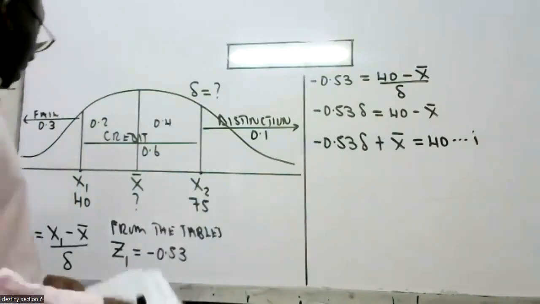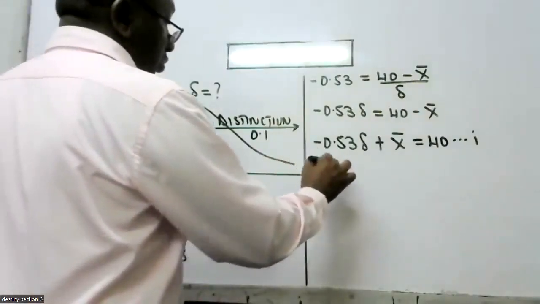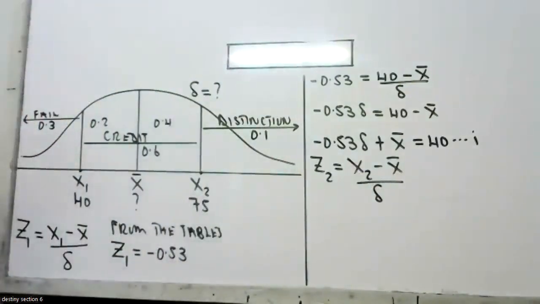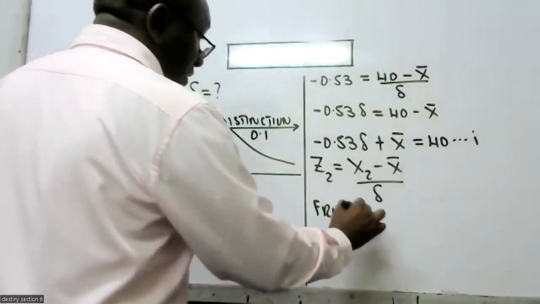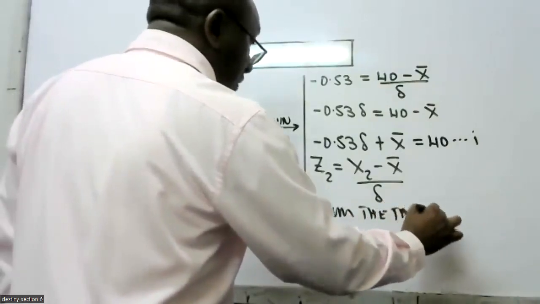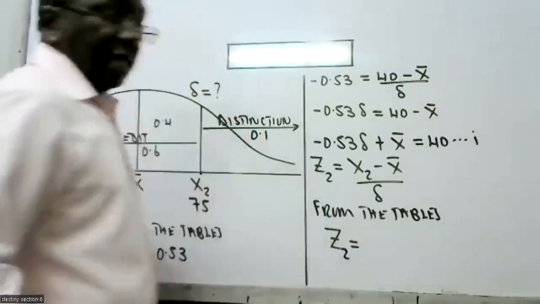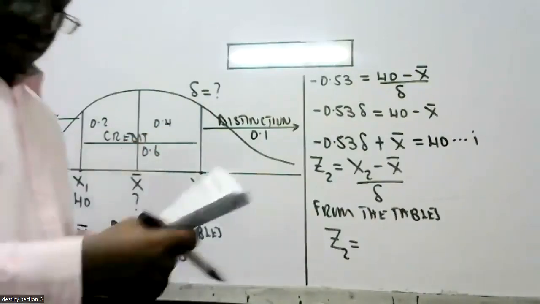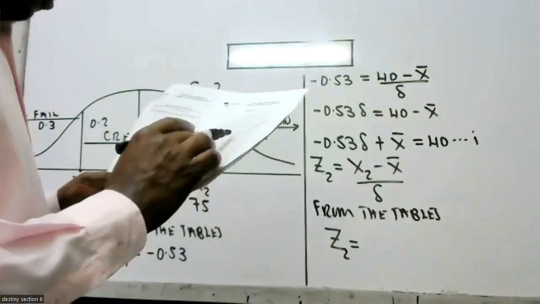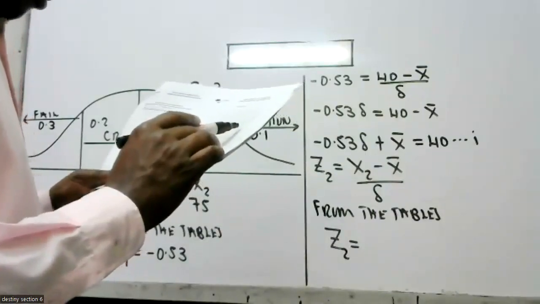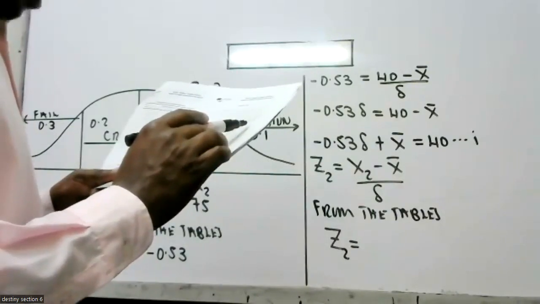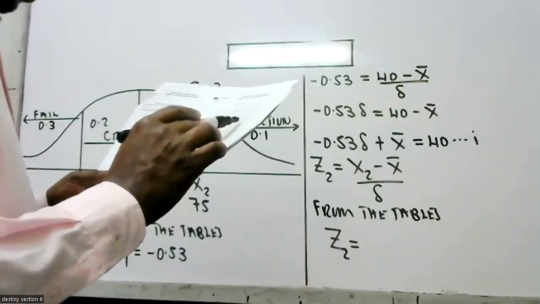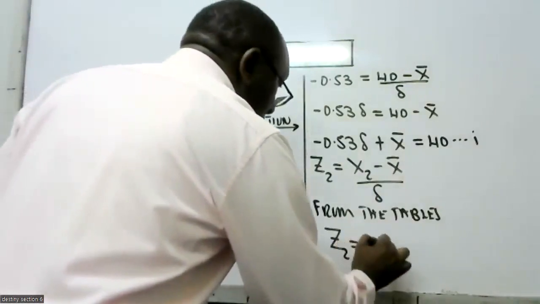Now, let's do the same with x2. We come here and say z2 should be given as x2 minus x bar. You divide by standard deviation again. So from the tables, for Z2 we will go to the table to look for this 0.4. This is what we will look for inside, 0.4. So when we get there, 0.4, I can take that 3997 and 4015. So I want to take the nearest, which is now 1.28. 1.28, and it's positive.